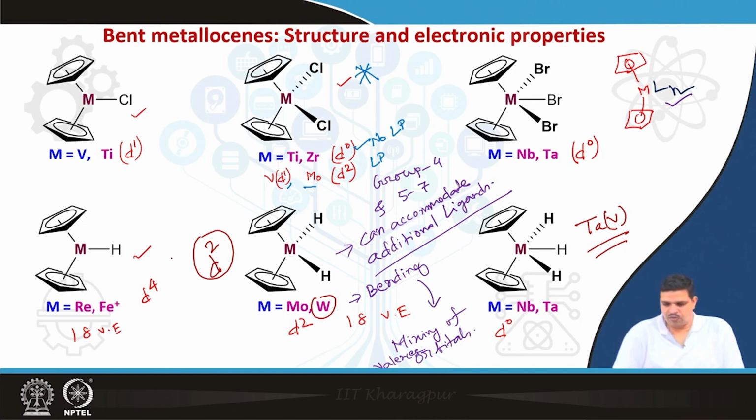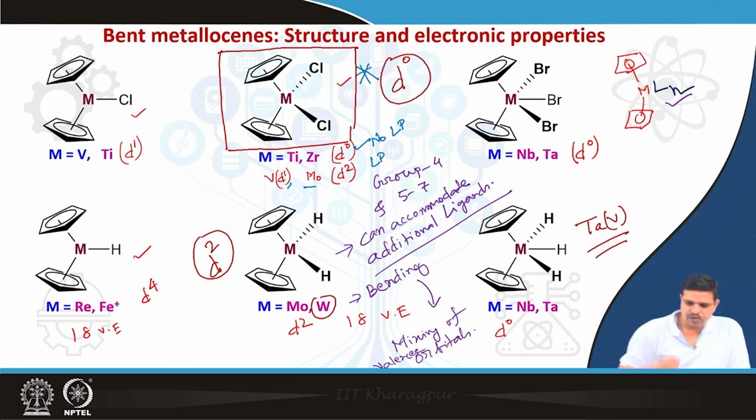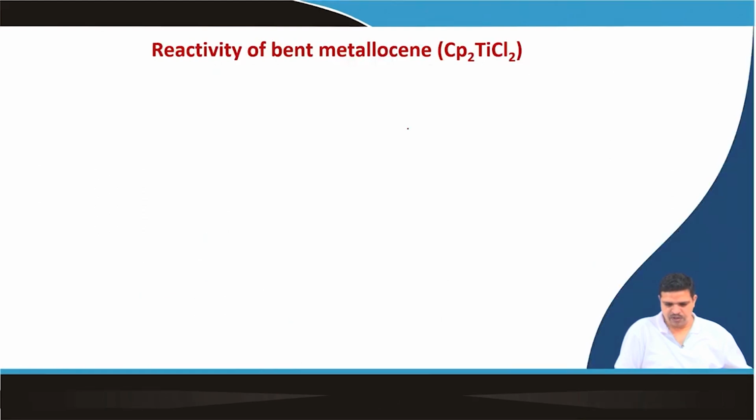Today we will focus mainly on this system, that is the titanium and zirconium. And once again I'll remind you that this is the d0 system where there is actually no lone pair. Okay, so no lone pair, and you will see how the reactivities of this bent titanium zirconium d0 system differ from the others. Okay, so let's see its interesting properties.